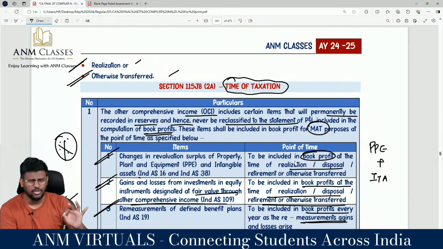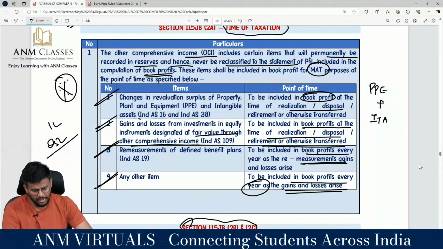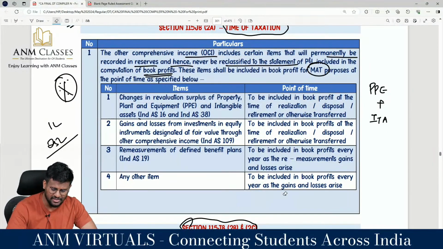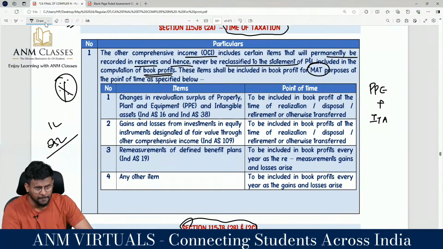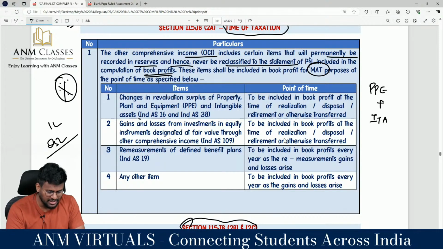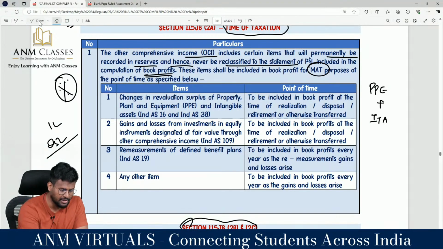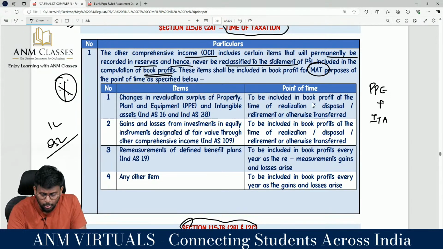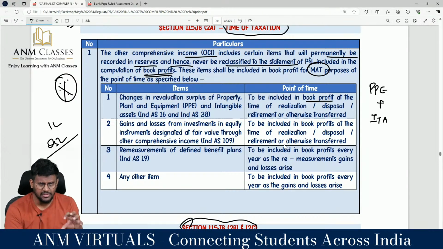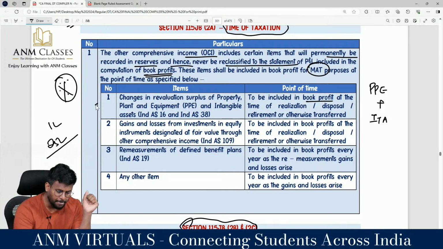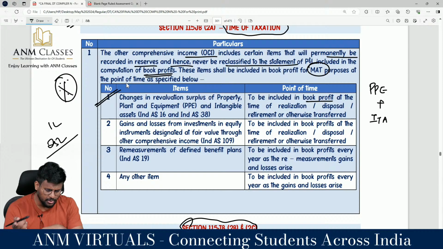The most important point in this chapter is the time of taxation. You should know these 4 things: when it will be taxable. It is like the time of supply in our IDT. Number 1, changes in revaluation surplus of PPE and intangible assets. That is Ind AS 16 and Ind AS 38, my dear lovable students. To be included in the book profit at the time of realization, disposal, retirement or otherwise transfer. That means notional gain or notional loss should not be adjusted in the MAT. When it is really realized, at that time you are supposed to pay the MAT. So at that time alone you include it in the book profit.